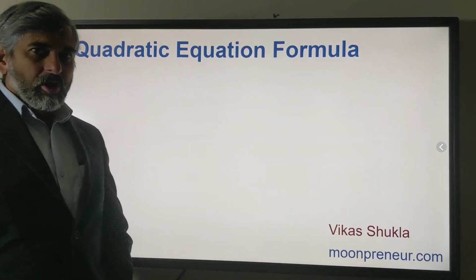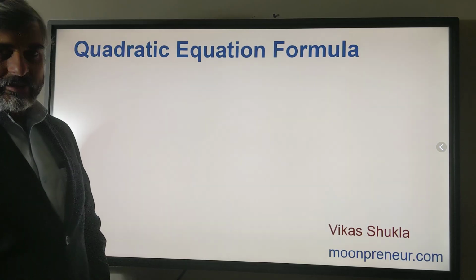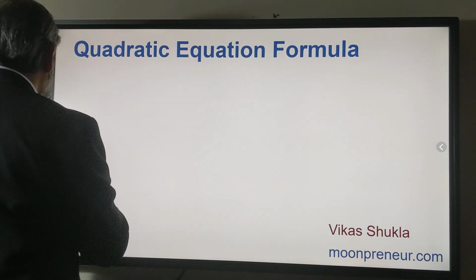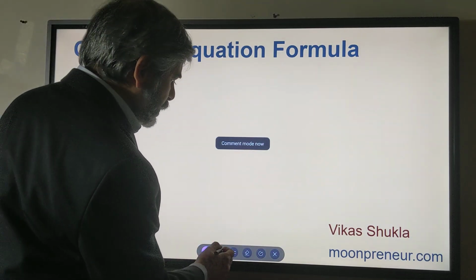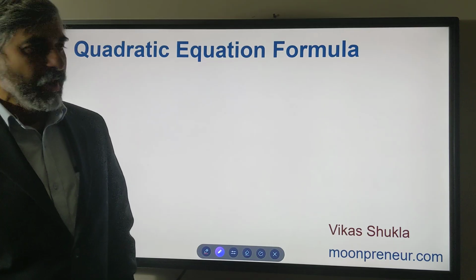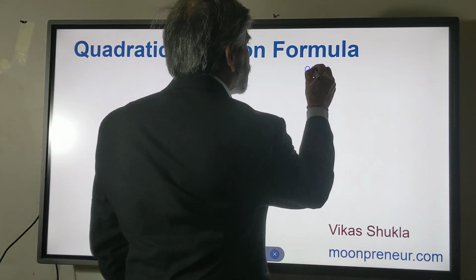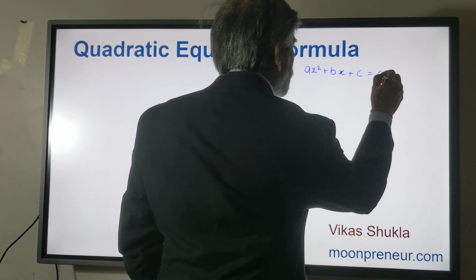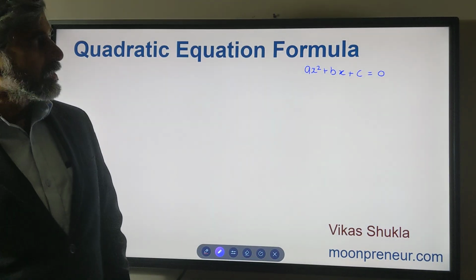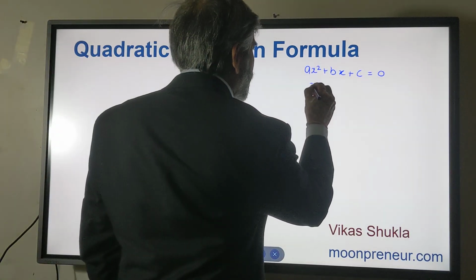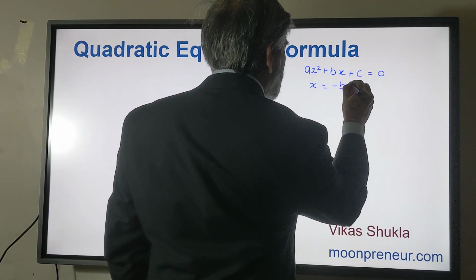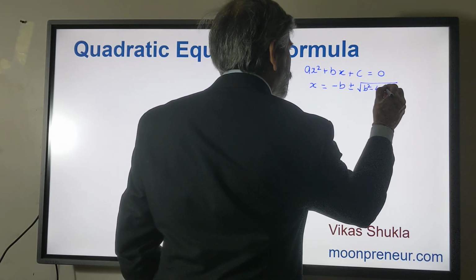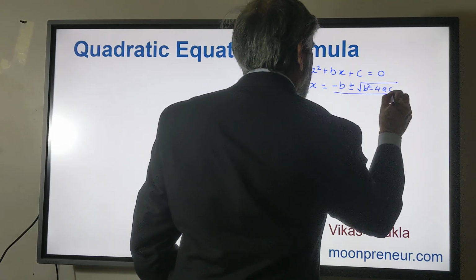So we all know the quadratic equation, ax square plus bx plus c equal to 0. That has a well-known solution: it has two solutions, and generally these two solutions are given by x equal to minus b plus minus square root of b square minus 4ac, divided by 2a.